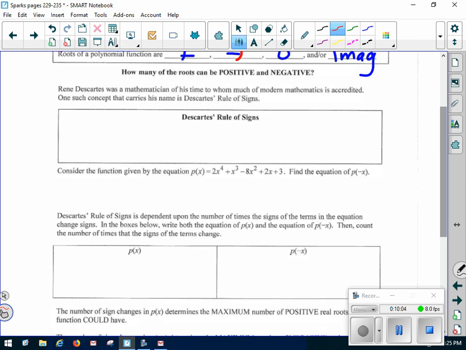And in calculus, the 2 guys who discovered calculus, it wasn't until over 100 years after they did it that some of their stuff actually got proven. For 100 years, the mathematicians thought, oh, that's just a bunch of hooey, and they didn't believe it until finally 100 years later, it was proven to be true. René Descartes was a mathematician of his time to whom much of modern mathematics is accredited. One such concept that carries his name is Descartes' rule of signs.